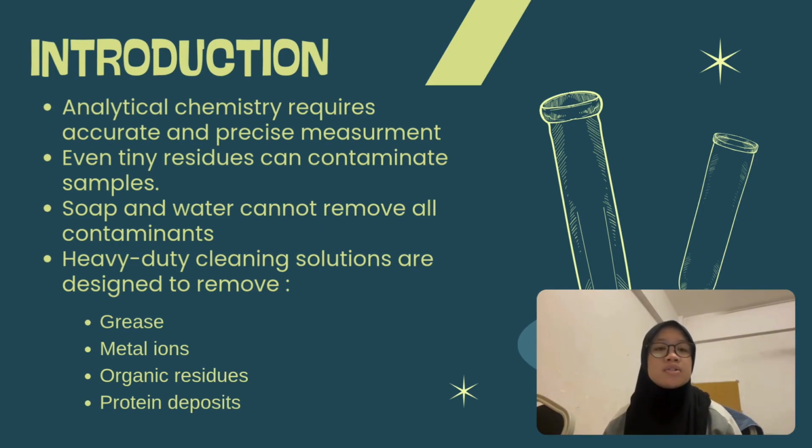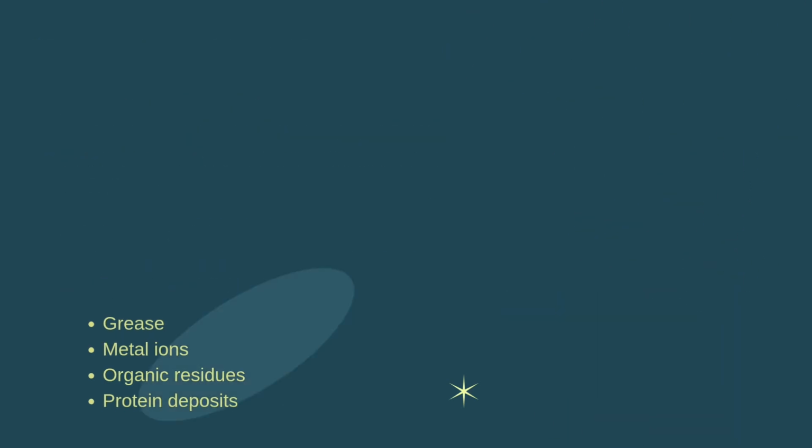For example, traces of grease, detergents, metal ions, or even organic compounds may interfere with a chemical reaction or analytical measurement. Although soap and water are very suitable for everyday cleaning, they are not good enough to remove the stubborn contaminants in the laboratory. Therefore, heavy-duty cleaning agents such as detergent, acid, alkalis, and organic compounds are used to ensure the glassware is free from contamination and ready for analytical analysis.